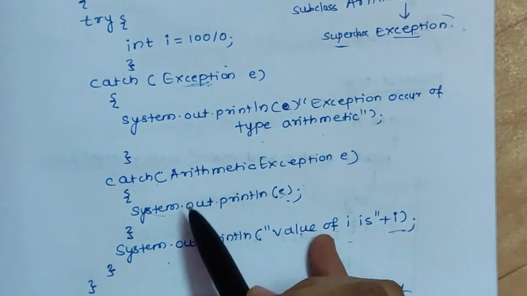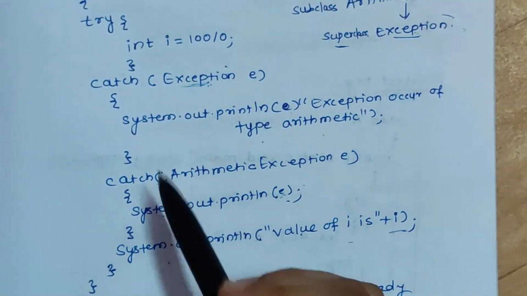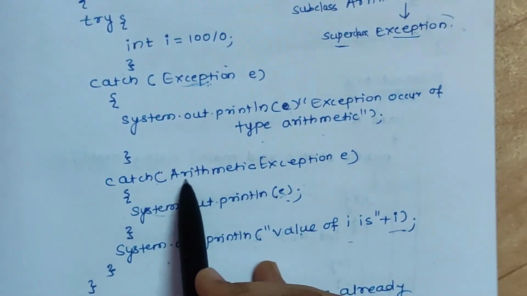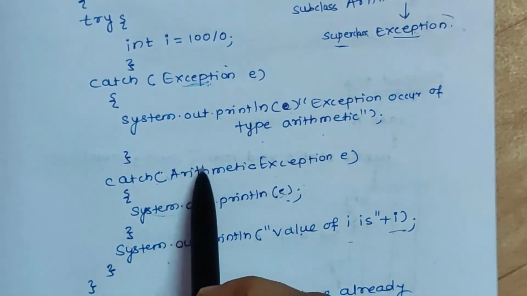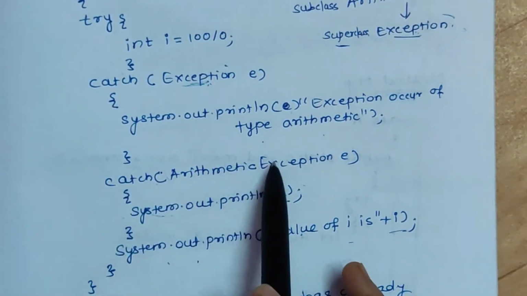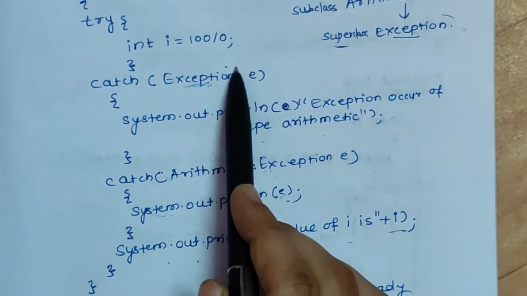So the order of exceptions is important. If you have to catch an exception that you know specifically, you have to write that one first. That is, you have to catch this exception in the first catch block.